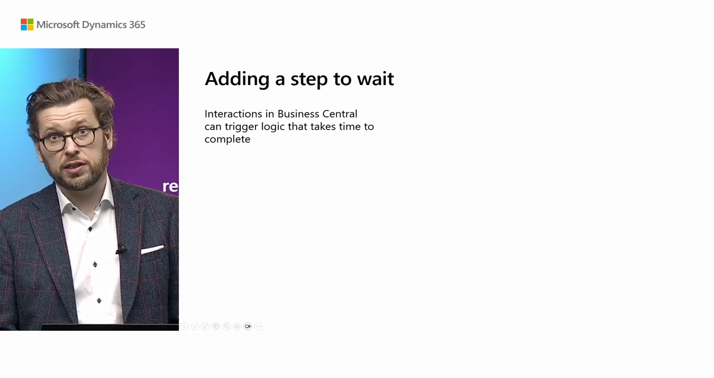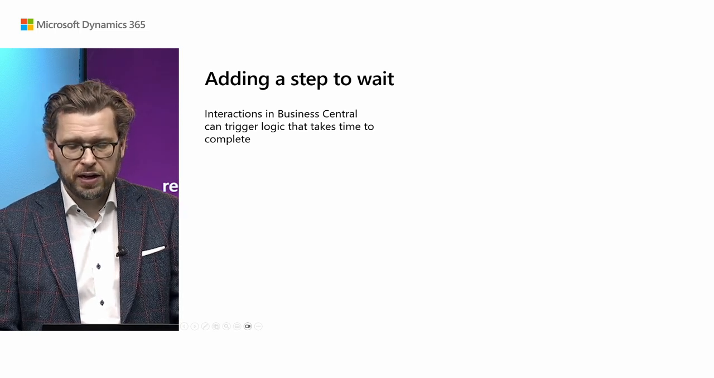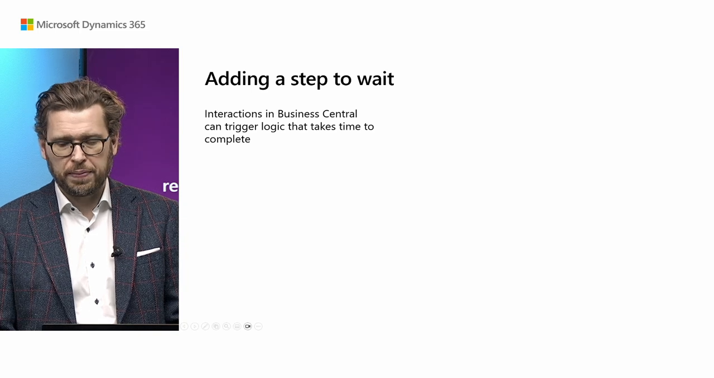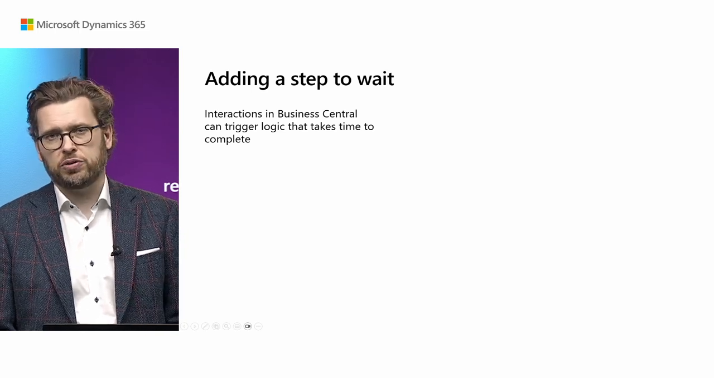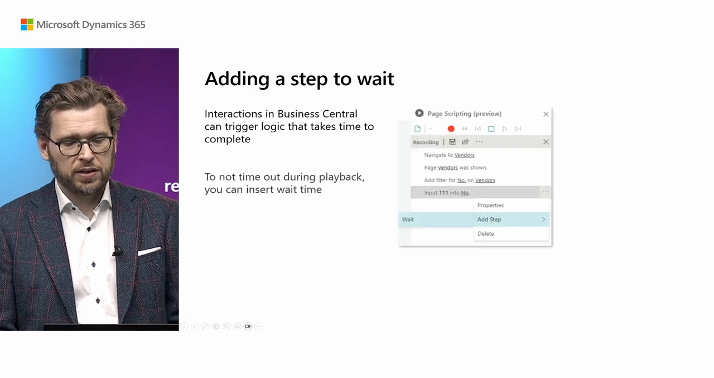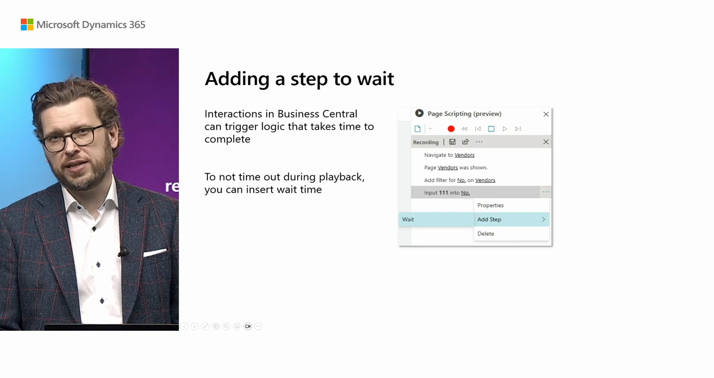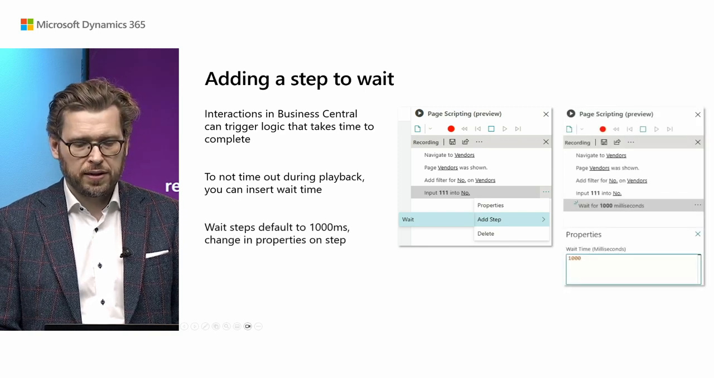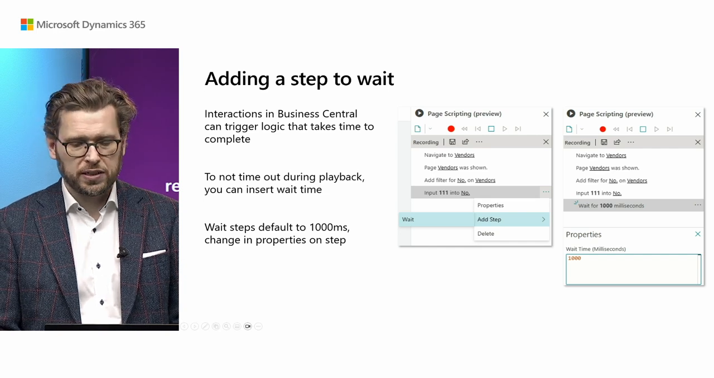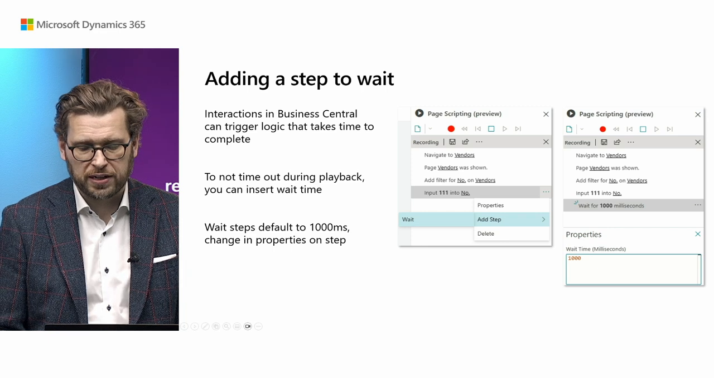Maybe it calls to an external web service where there can be some time happening, right? And to not time out and fail during playback, you can actually tell during recording that you expect things to take a little longer time. So we have the option of setting an extra step, which is a wait step. It will default to 1 second or 1,000 milliseconds, and you can go to the properties and change that to whatever, 10 seconds or something like that.